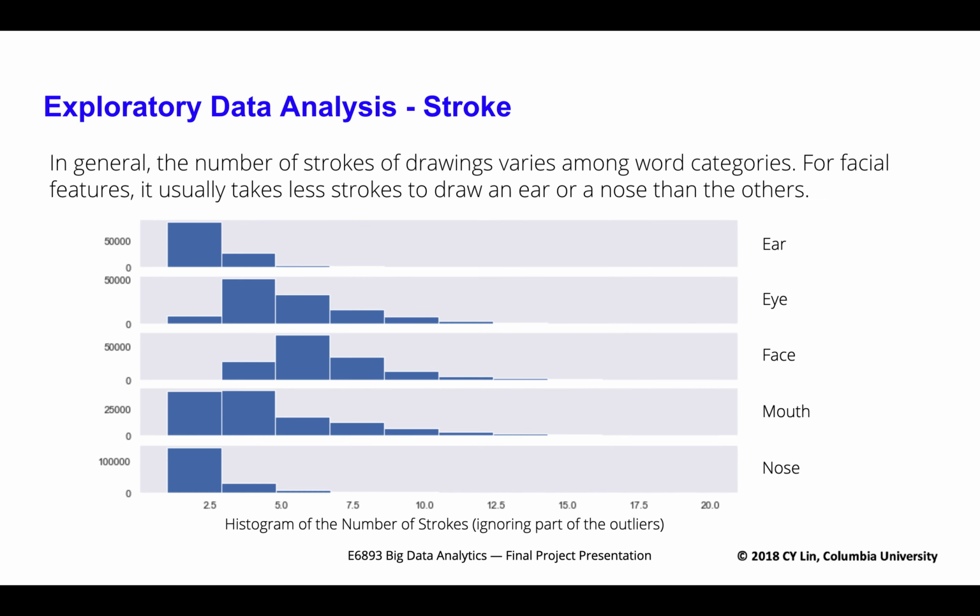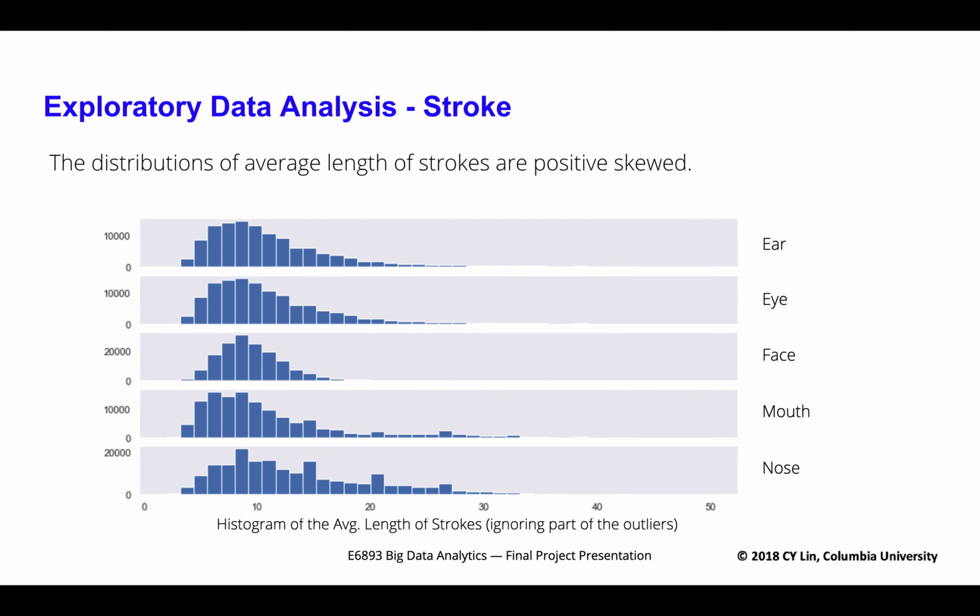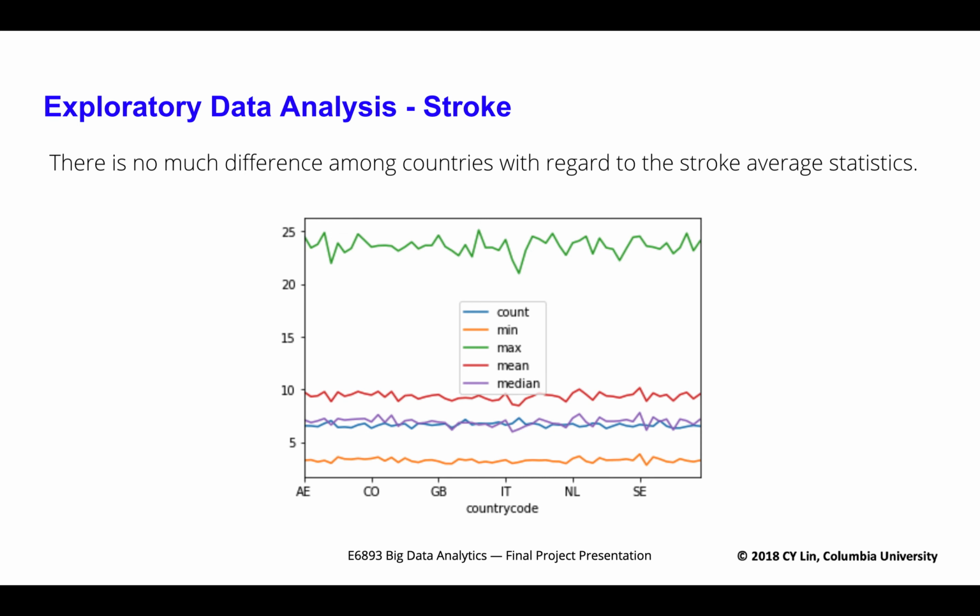After ignoring some outliers, we can see that for facial features, it usually takes fewer strokes to draw an ear or nose than the others. And the distributions of average length of strokes are positively skewed. And actually, there are not many differences among countries with regard to the stroke average statistics.